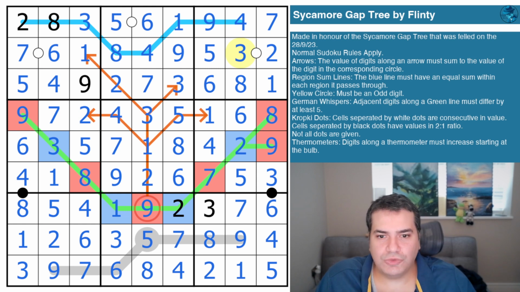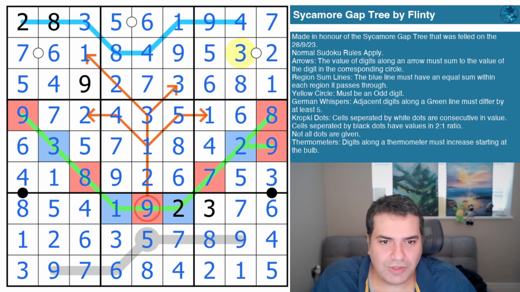Well, I hope you enjoyed today's puzzle. And I hope you enjoyed paying a bit of tribute for this lovely Sycamore Gap Tree. They say that something can potentially grow in the stump that's left there.